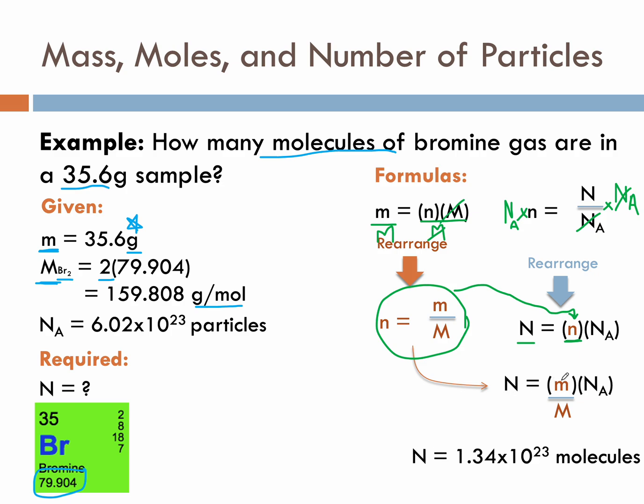So you can plug in your mass here on top, 35.6 grams, your molar mass on the bottom, 159.808 grams per mole, and Avogadro's number, 6.02 times 10 to the 23 particles. We've got 3 significant figures in our question, so we should have 3 significant figures in our answer, and we do. And so we're good to go on this question. We are all done.